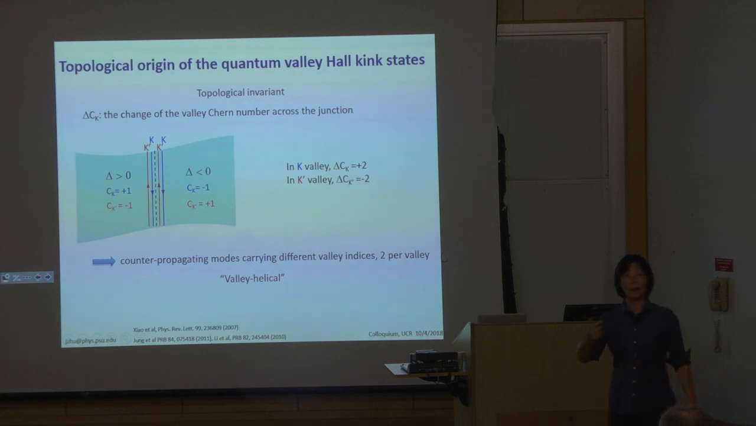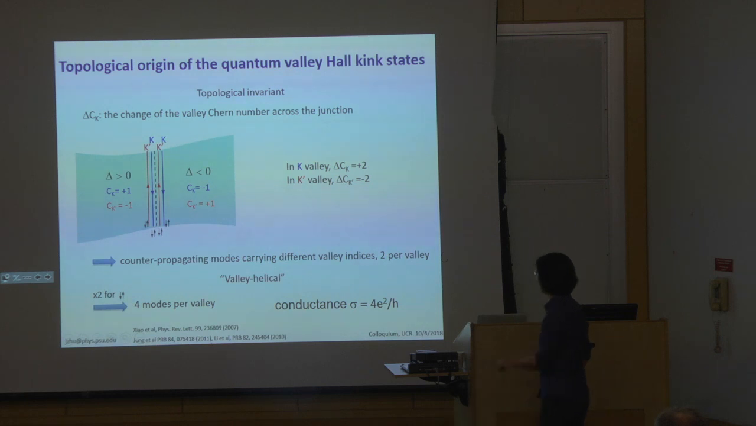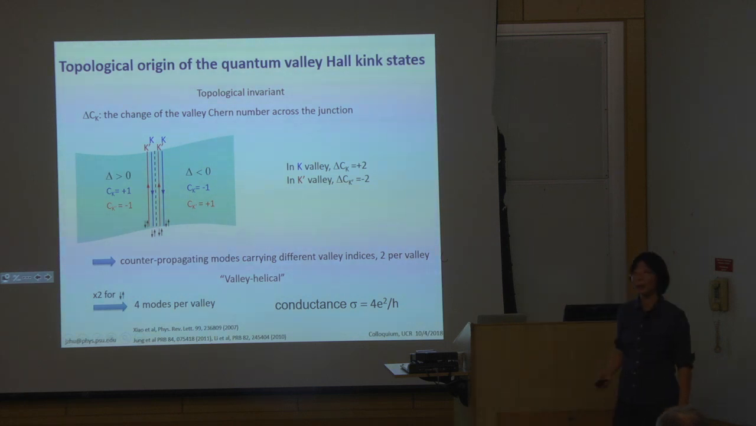But if you add now spin onto this, because we haven't talked about spin at all, right? So that multiplies by another 2. So we have totally 4 modes going up in one valley and 4 modes going down in the other valley. That gives me a conductance of 4e squared over h if there's no backscattering between the counterpropagating modes. Okay. So that's what we will be looking for experimentally, this 4e squared over h in conductance.